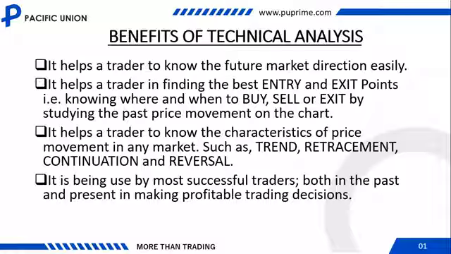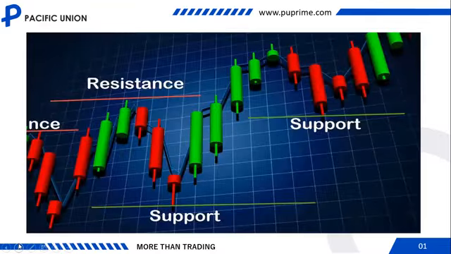This is what technical analysis helps you to do: to know when to enter at the right time, when to exit the market, where to buy, where to sell, and to have an idea of the past price. Because one thing with price is that history will always repeat itself. It helps you to identify trends, retracement, continuation, and reversal. That was what you were taught by Pacific Union the last time we were here.